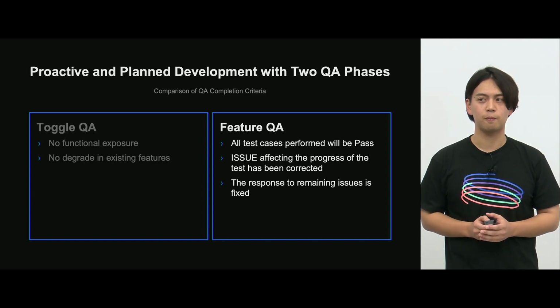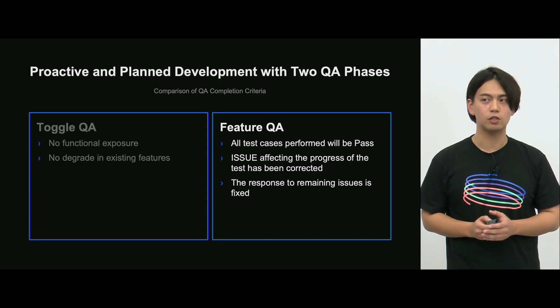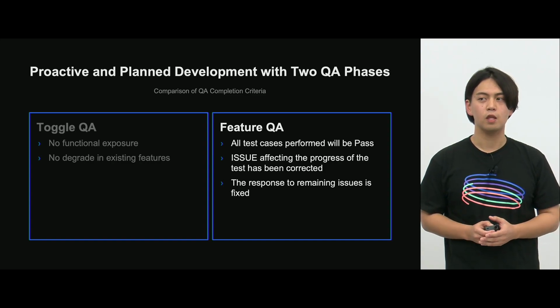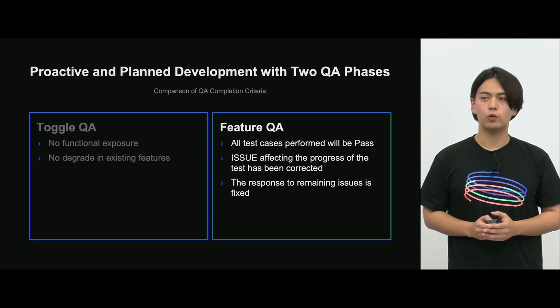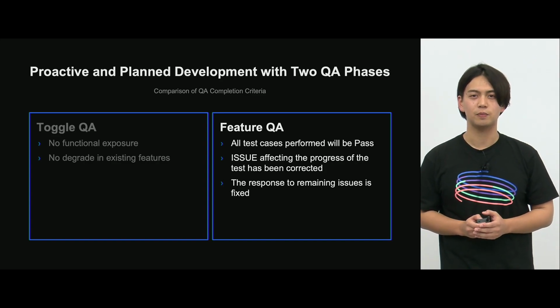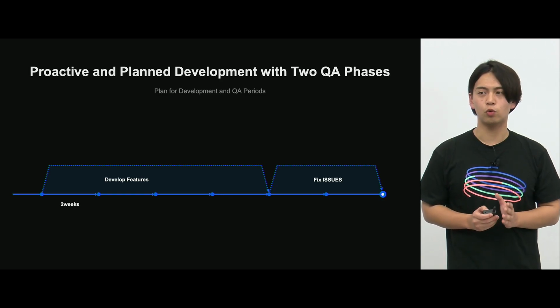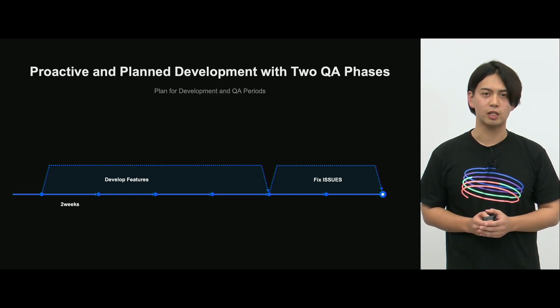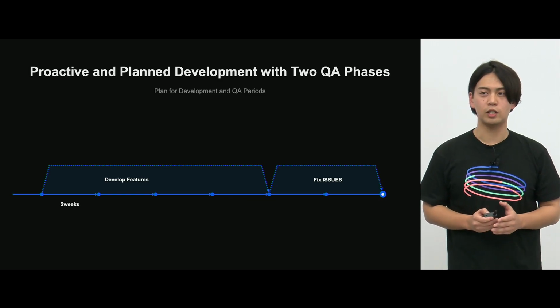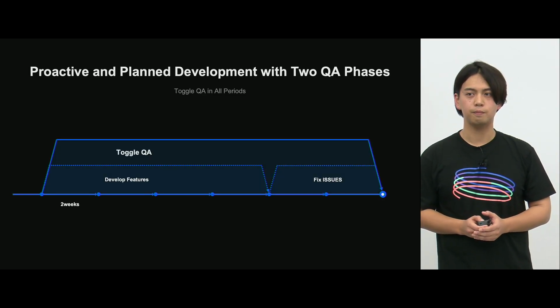For the function QA, we applied function QA criteria: the test cases for the functionalities have to be all completed, and all the issues found by the tests have to be fixed. Now I'd like to tell you how we plan for these two criteria in the development of the feature toggle. First, in the development planning stage, we decided to develop in 2-week sprints using the feature toggle. The first half of the development period was mainly for developing features, and the second half was for addressing the QA issues.